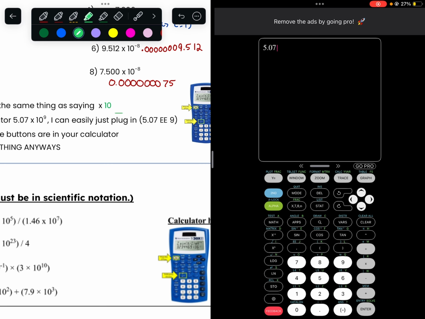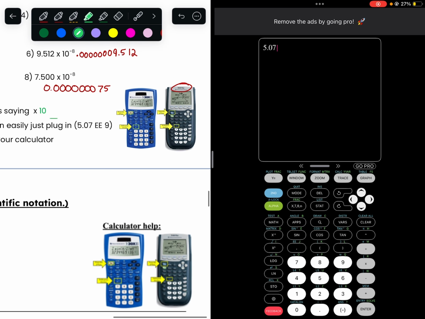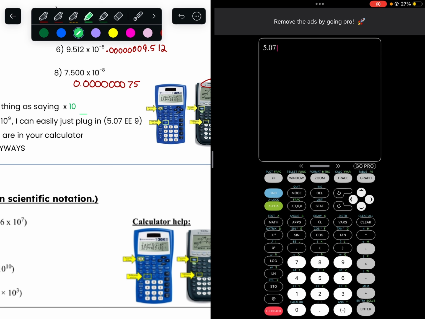So that's my first number between 1 and 10. And instead of doing times 10 to the, I am going to press the EE button. On the TI-84, the button is second, and you're going to press the comma button, and you should see some sort of E appear, whether it's uppercase or lowercase. In my case, it's going to turn uppercase once I put the exponent name in, and then I'm immediately going to follow that with my number of my exponent.